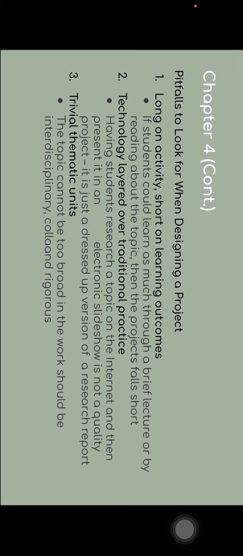Having students research a topic on the internet and then present it on an electronic slideshow is not a quality project. It is just a dressed up version of a research report. Number 3, trivial thematic units. The topic cannot be too broad and the work should be interdisciplinary and rigorous.